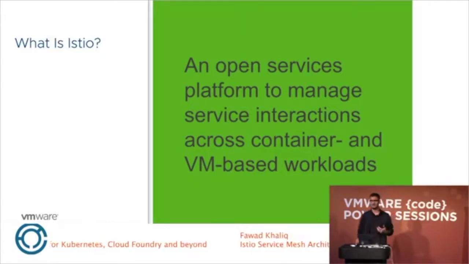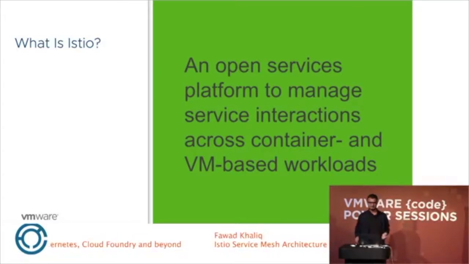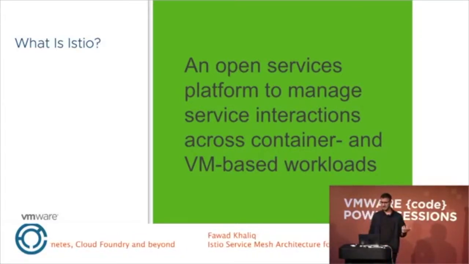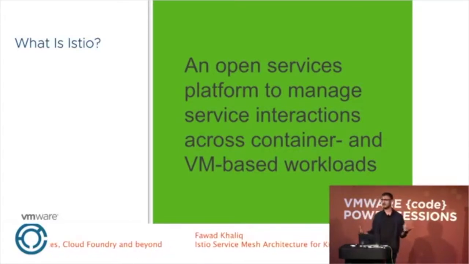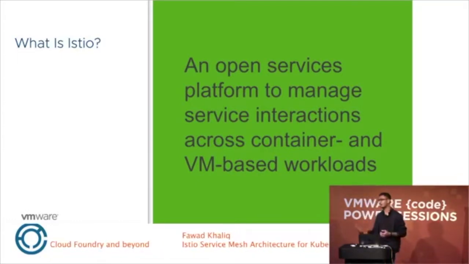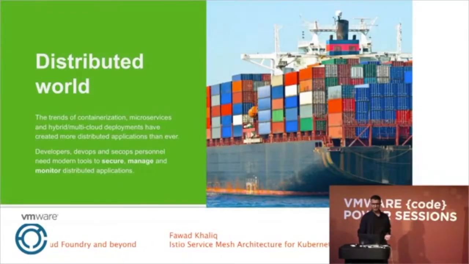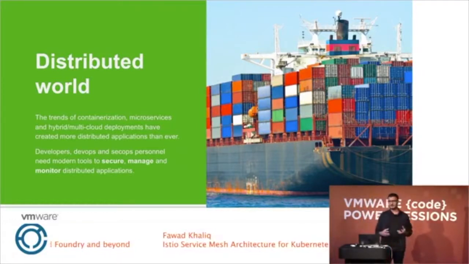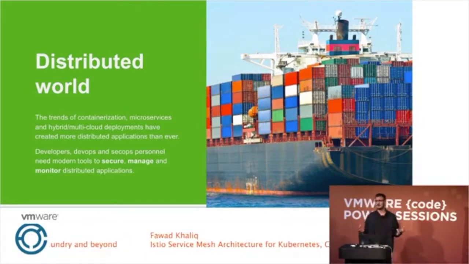Istio was an open source project which came out last year, sometime in May. It was open sourced by Google and IBM together. And since then, it has grown a lot. And recently, we had a 1.0 release. So it's an open platform which allows you to manage service interaction for containers and VMs. Currently it's mostly container environments, started with Kubernetes, moving to other environments like Cloud Foundry or Consul-based environments, or also virtual machine-based environments. And the idea is that the world is moving towards containerization, microservices, multi-clouds, hybrid applications.